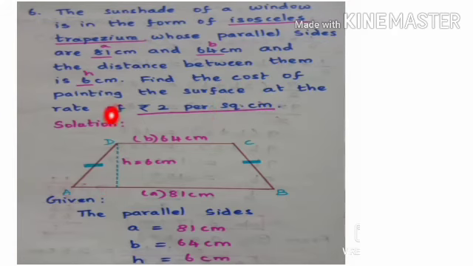Find the cost of painting the surface at the rate of rupees 2 per square centimeter. Here, our aim is to find the area of the isosceles trapezium. That is, by using all these values, first we have to find the area. After that, we have to find the cost of painting the surface at the rate of 2 per square centimeter.